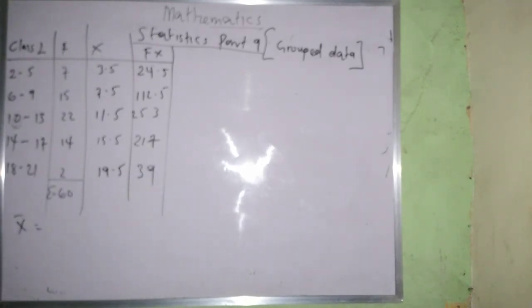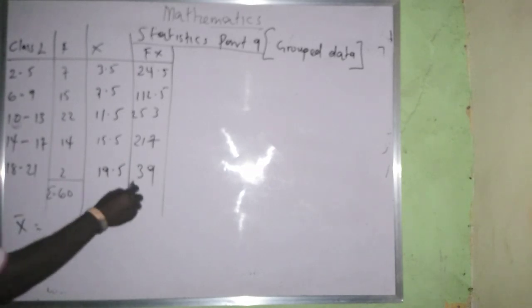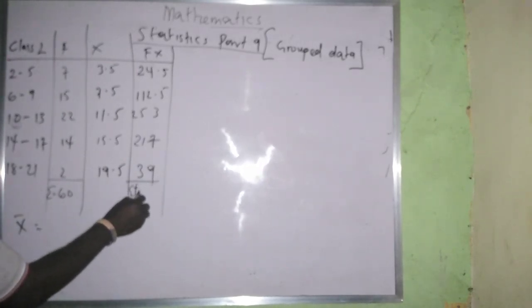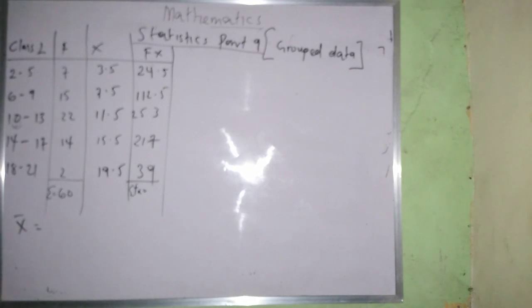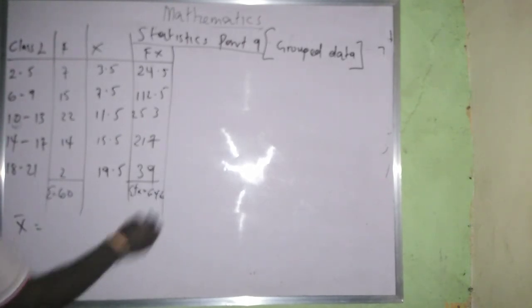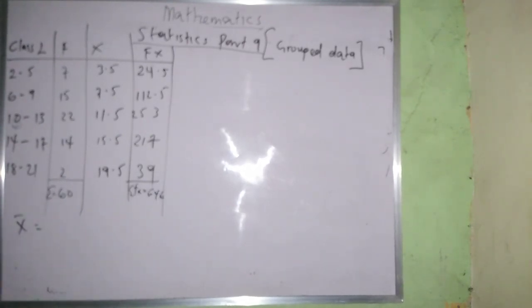Now, very, very important, I will add up summation of f times x, which is everything that is here. I need a calculator at this point. If I add up everything, 24 plus those, with the help of my calculator here, I achieve 646.